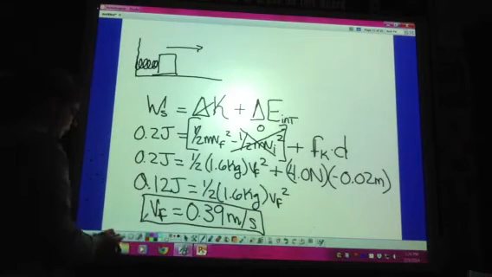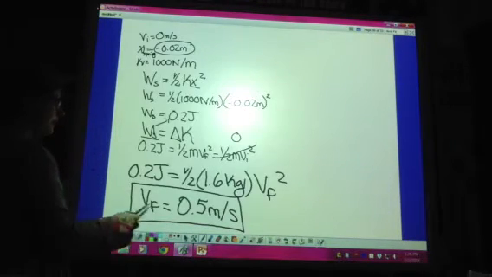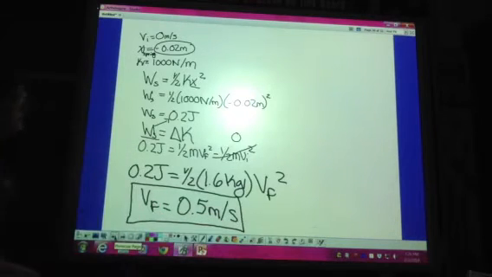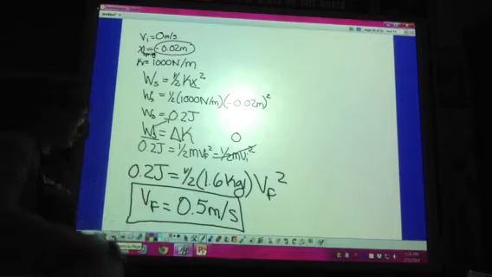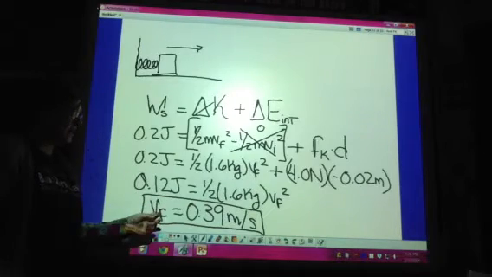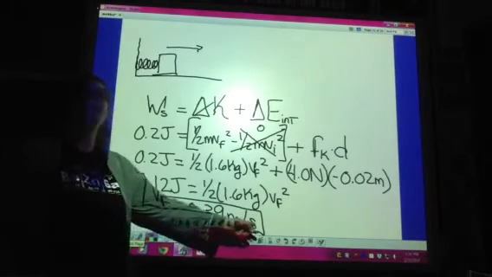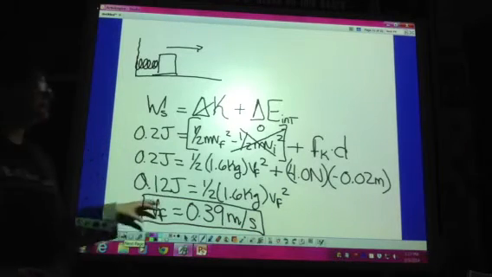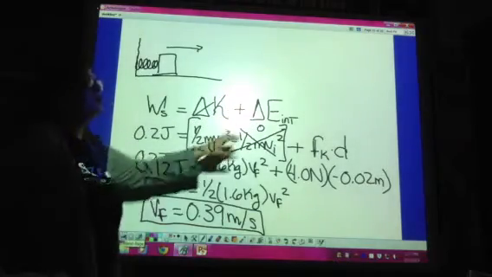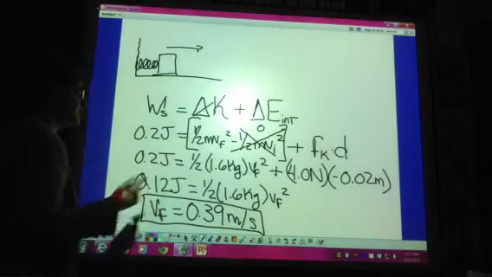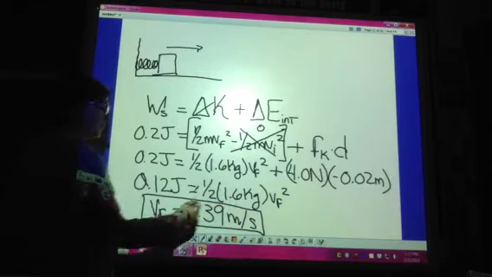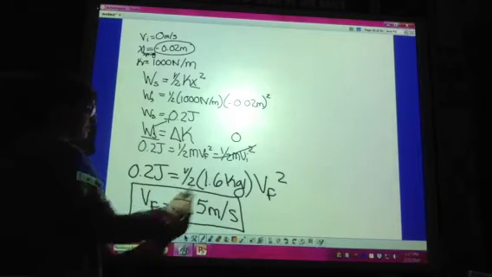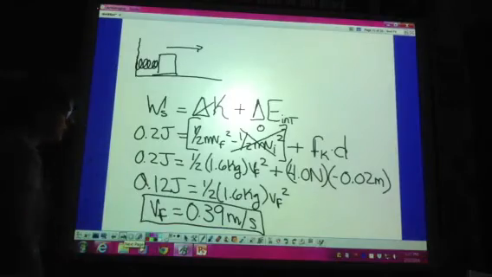In the first problem, we got the speed of that block to be 0.5 meters per second. When we have friction now, we get the speed of the block to be 0.39 meters per second as a final speed. This should make sense, because friction should slow that final speed down. So we should logically get a smaller number when friction is in play versus when friction isn't, and we do. We see that this one was 0.5, and that one was 0.39.